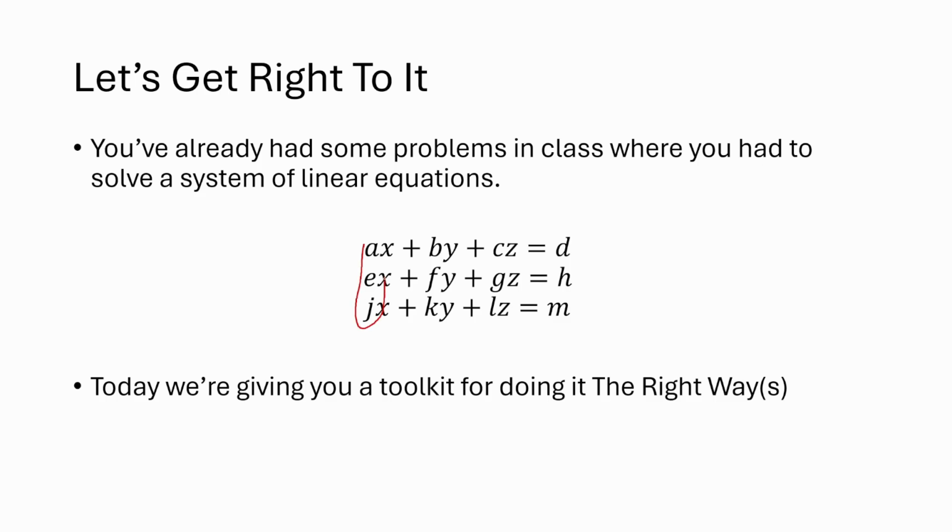Right? That's a column of the matrix. And that's a column of the matrix. And that's a column of the matrix. This A, E, J, B, F, K business, that's your coefficient matrix. This is your homogeneous or inhomogeneous vector on the right-hand side.